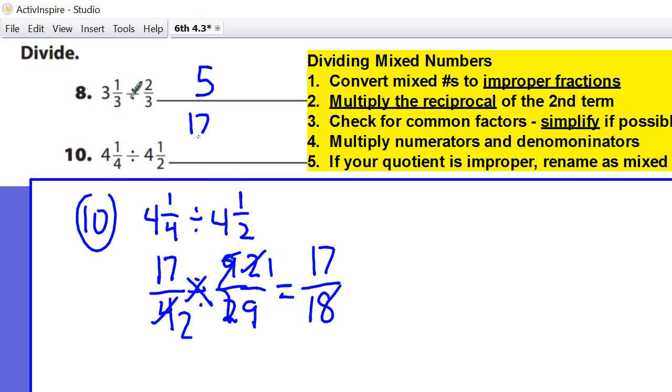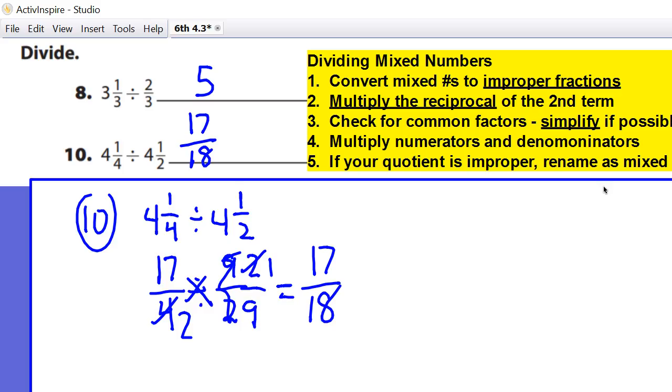And what I want to do is actually check my checklist and make sure I'm getting everything right. Step number 5 says, if your quotient is improper, rename it as a mixed number. Well, 17/18 is not improper. That's a regular fraction, so there's no reason to rename it. So that is the correct answer.